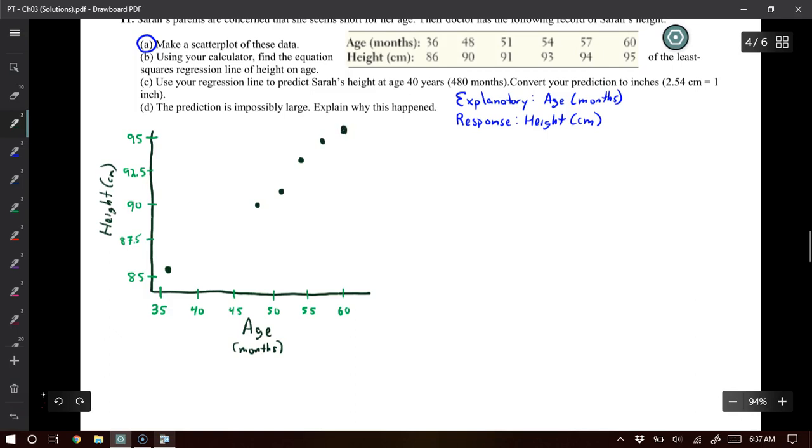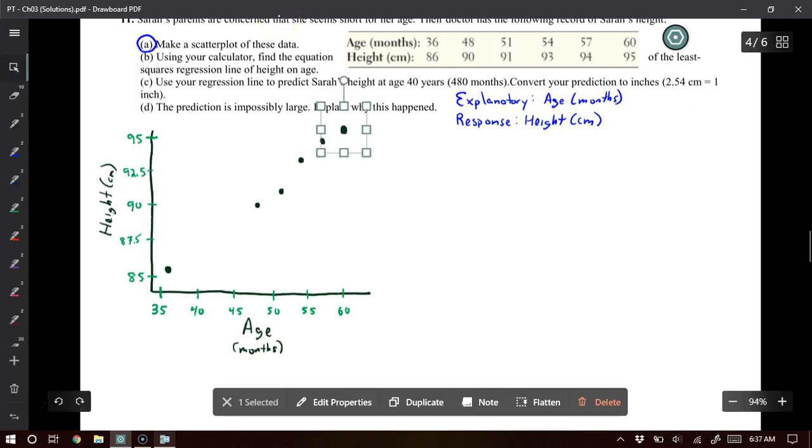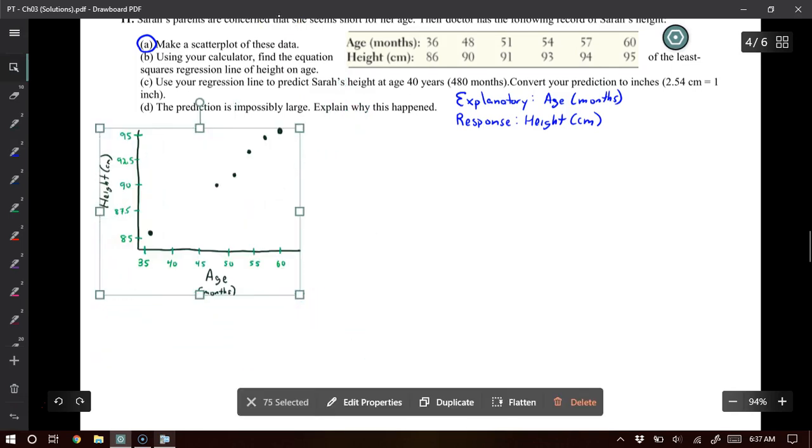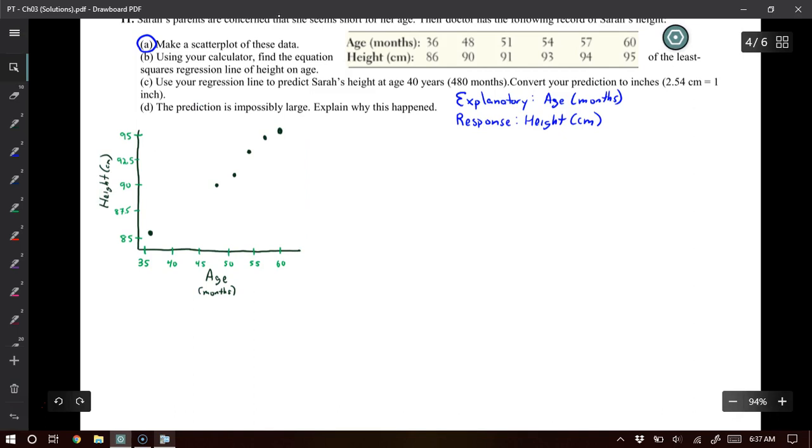Now my points might be off a little bit, but for the most part, it's a pretty good graph when it comes to eyeballing it. And the idea when you're sketching a graph is to make sure you have everything you need, the labels, the intervals, and just get as close as you can to the points. Now we're going to look at part B.